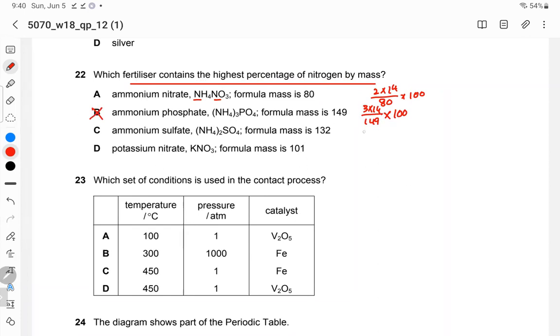In this case, I have 2 nitrogens and the Mr is 132. So again, the denominator is a greater value, which gives me a lower value than A. So C goes wrong as well. And here we have 1 nitrogen over 101. So here 2 nitrogens on 80, which makes D wrong as well. So A is the correct answer.